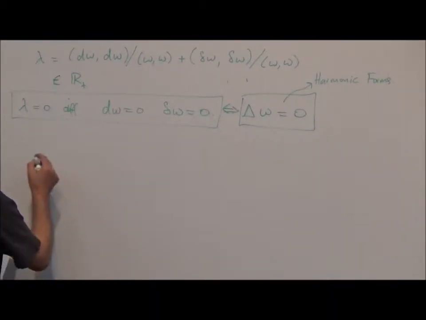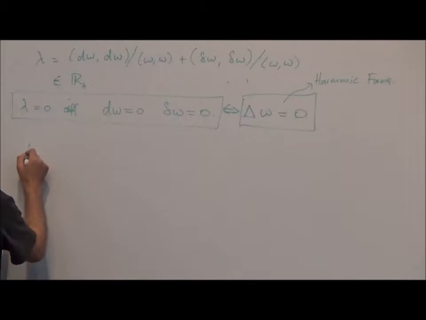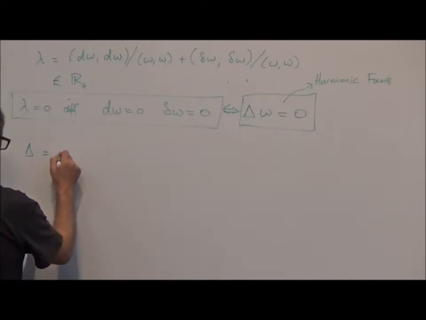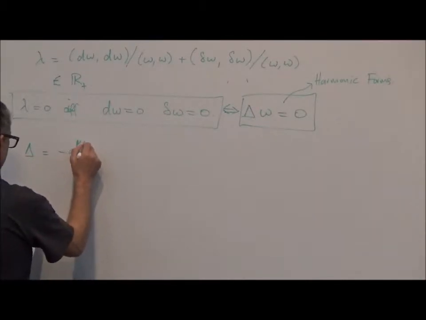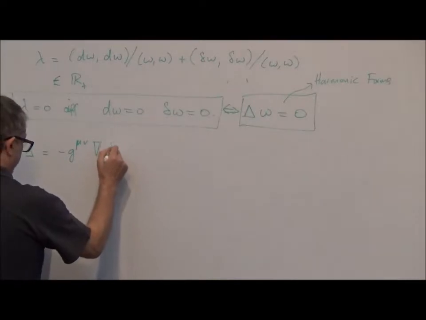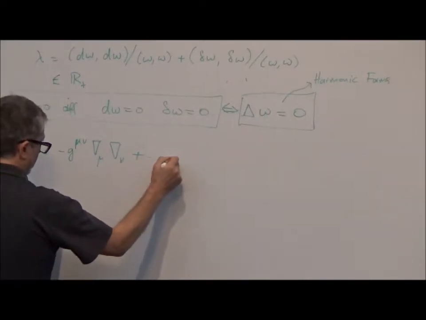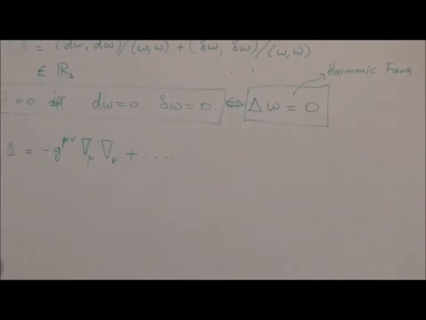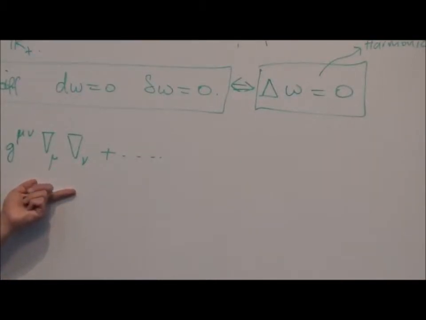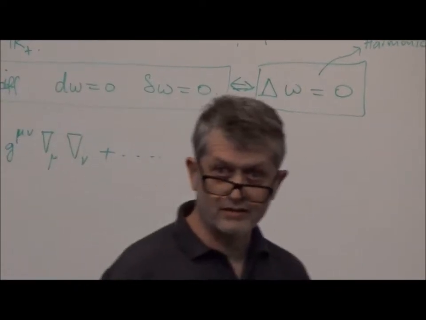Right, so I'll give you a real formula tomorrow probably. If you work it out, you find that the Laplacian is basically what you would have thought it was, something like this, plus higher order terms which would depend on the Ricci and the Riemann tensor. Okay?